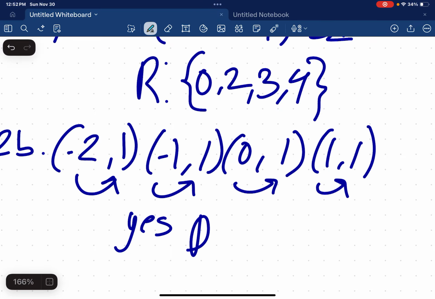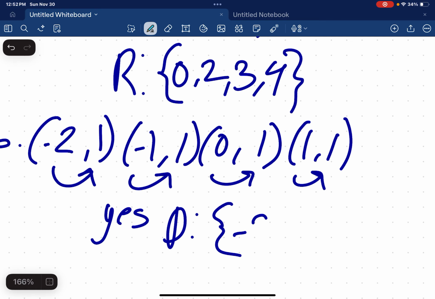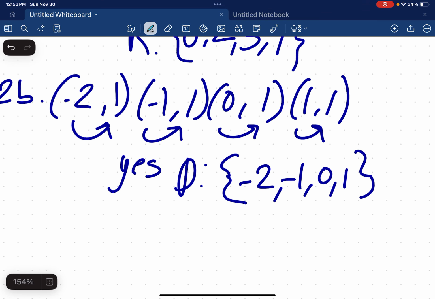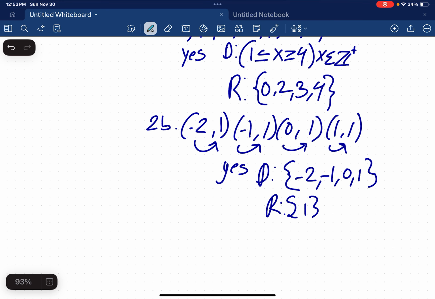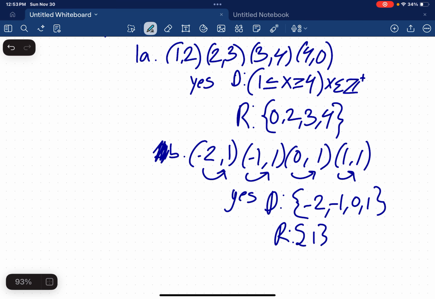And our domain, we'll just write it how we did with our range on the last one. It'll be -2, -1, 0, and 1. And our range is just going to be 1, which is our y value. And I'd put 2b there. I did not mean to do that.